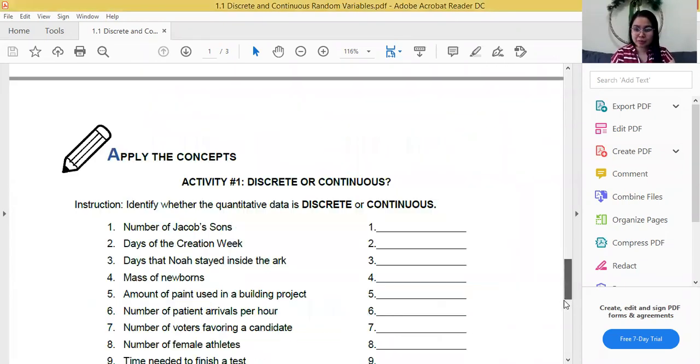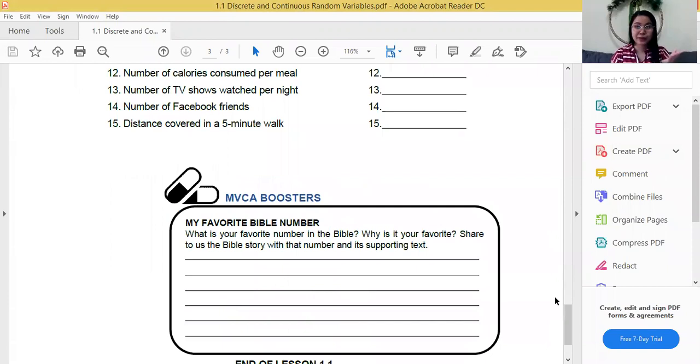Our NVSA boosters for today is about your favorite Bible number. In the discussion forum, you need to share with us your favorite number in the Bible and why it is your favorite, and share how it is used in the Bible story and also its supporting text.